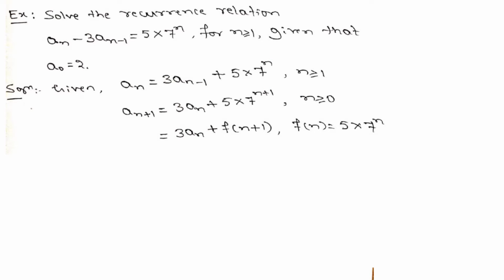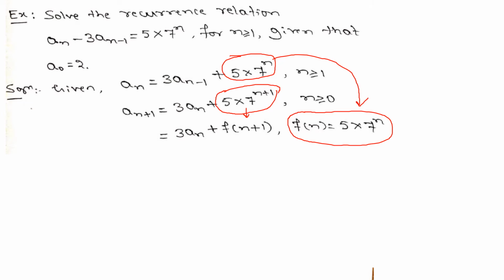So this relation looks like 3a_n plus f of n plus 1, because we have replaced n by n plus 1. Therefore, f of n is 5 into 7 to the power n. This was your f of n. So f of n is this, and this is f of n plus 1, because we have replaced n by n plus 1.